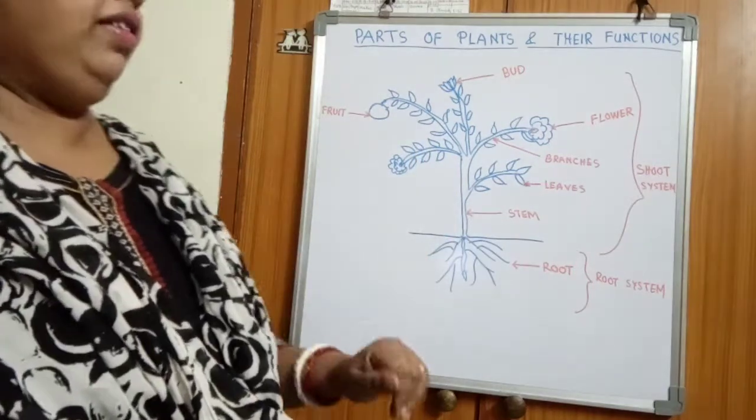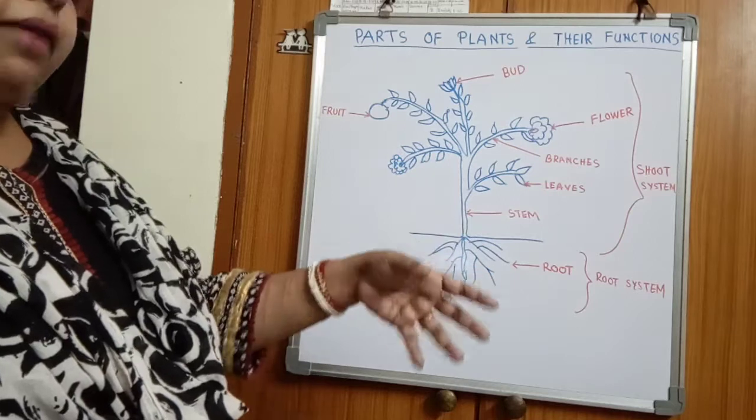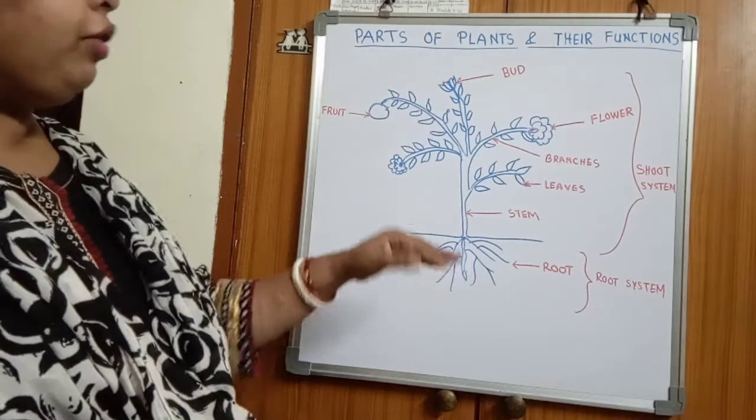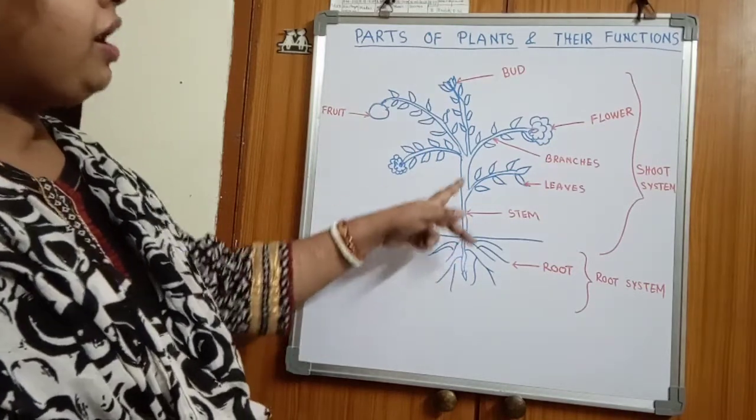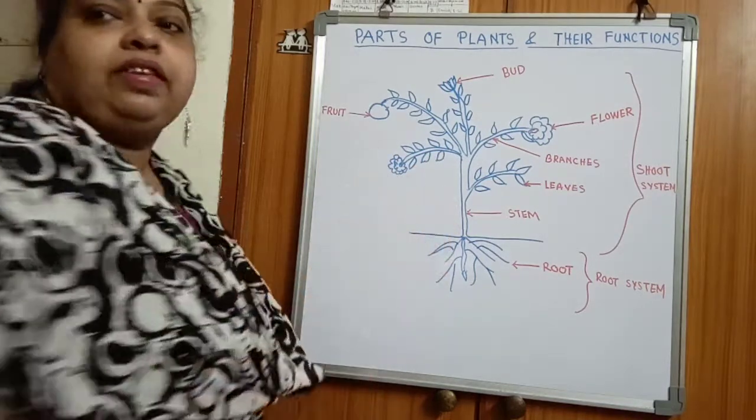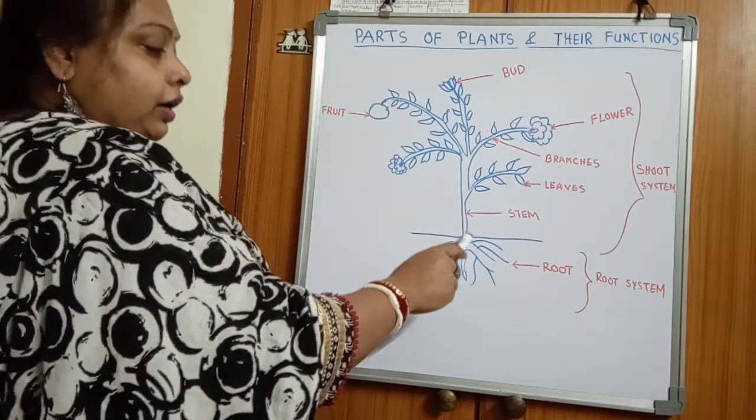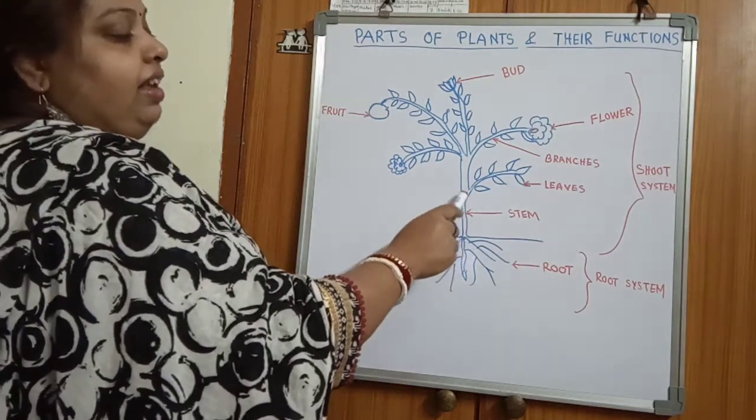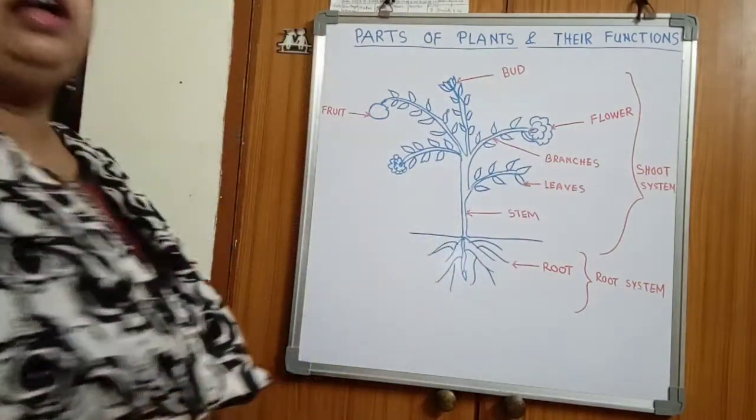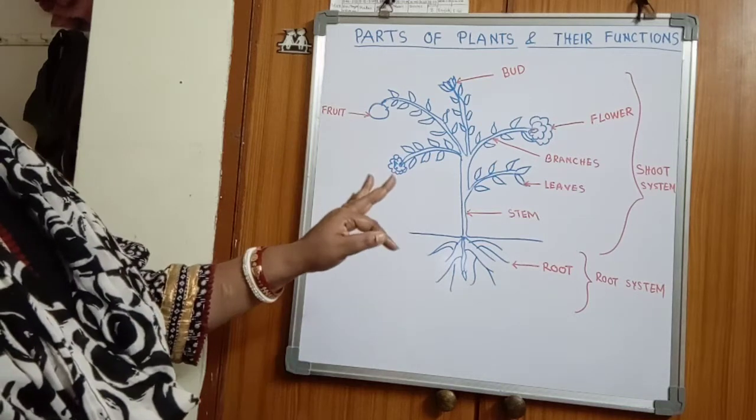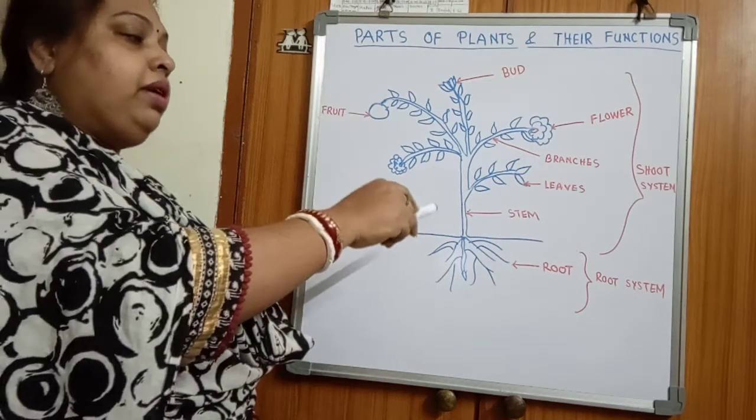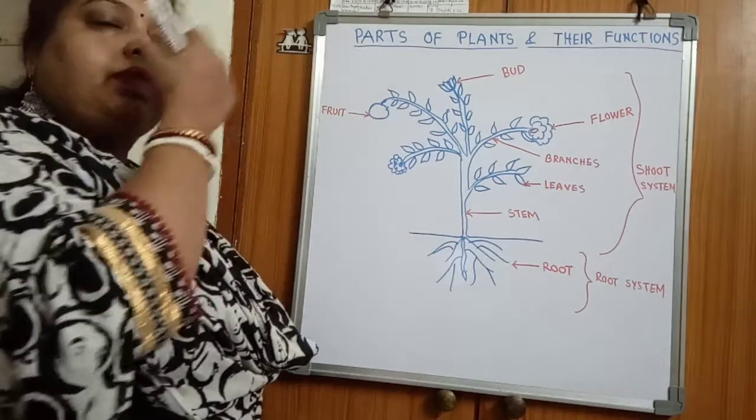The second function is, as we have seen just now, the roots absorb the minerals and water from the soil and transport them to the leaves. Now from the root, how will the water and minerals pass up to the leaves? Who is the carrier? The stem. The stem takes the water and minerals from the roots and transports them to the leaves. So the first point of the stem is that it helps the plant to stand erect. Second, it takes the water and minerals from the root and transports them to the leaves.